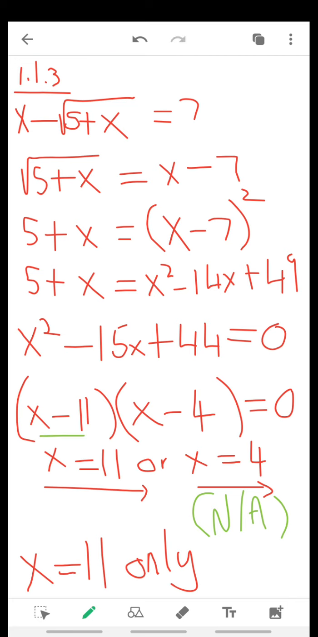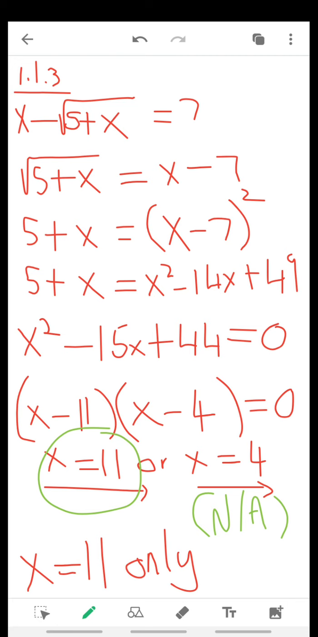Equate each factor to 0. Then we'll have x minus 11 equals 0 or x minus 4 equals 0, and therefore our x values will be x equals 11 or x equals 4. But remember, when we are dealing with surds, you must always go back and check your answers, whether they are valid or invalid.